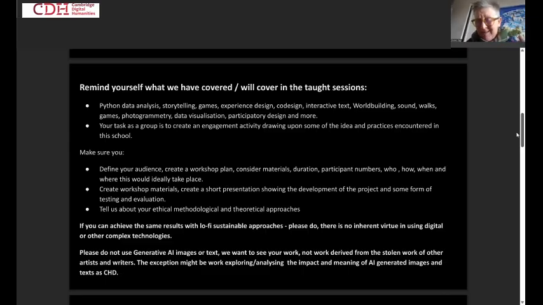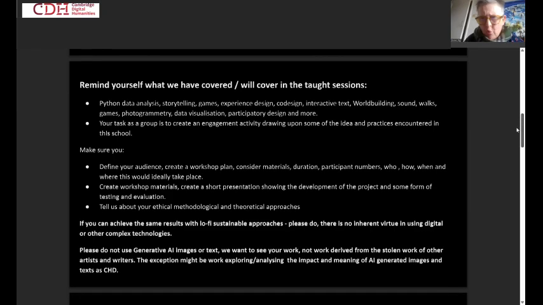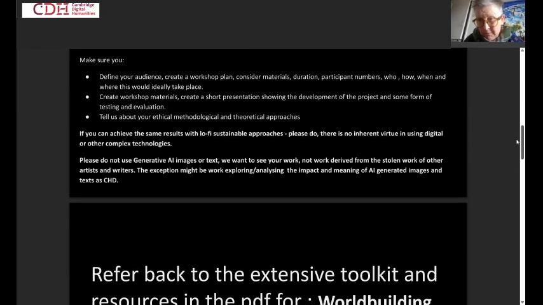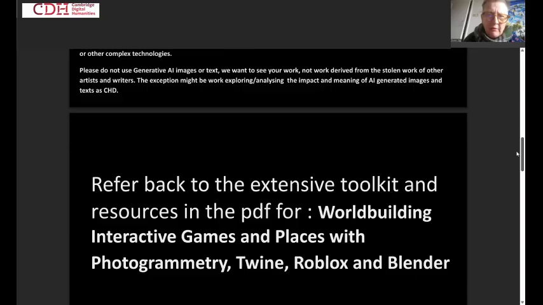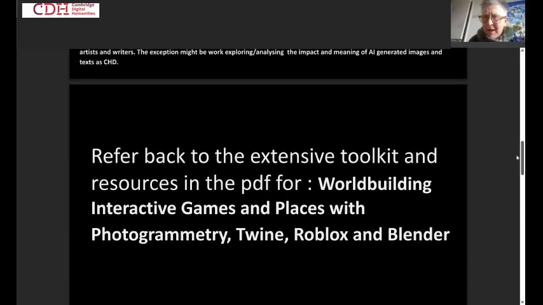And it's not a competition for being an excellent photographer or drawer. It's about your ideas, your creativity, your intentions. So the only exception is work that's particularly critically exploring the meaning and form of generative AI images or text or even sounds. So we want you to refer back to the extensive toolkit and resources in the PDF, if you remember, for world building, interactive games and places.